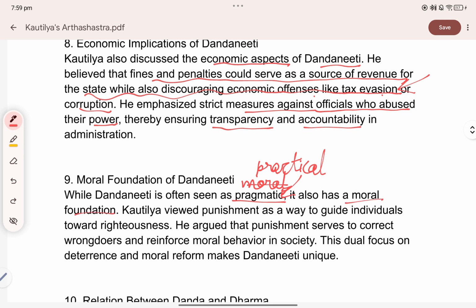Kautilya viewed punishment as a way to guide individuals towards righteousness. He argued that punishment serves to correct wrongdoers and reinforce moral behavior in society. This dual focus on deterrence and moral reform makes Dandaniti unique. ठीक है. दंड नीति को ऑफन हम प्रैक्टिकल मानते हैं. It also has some moral foundation.